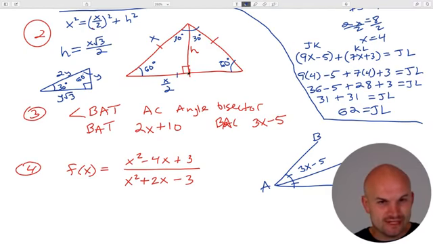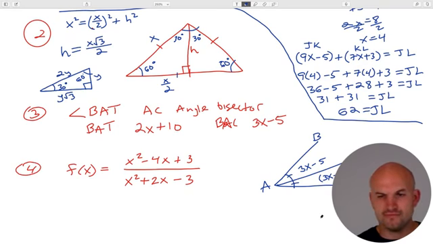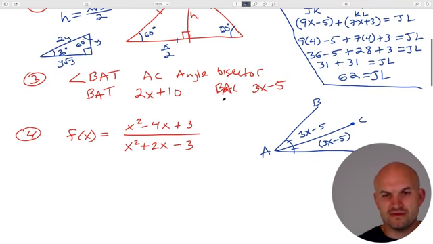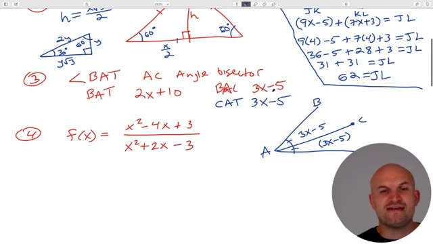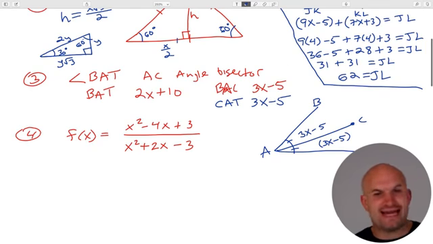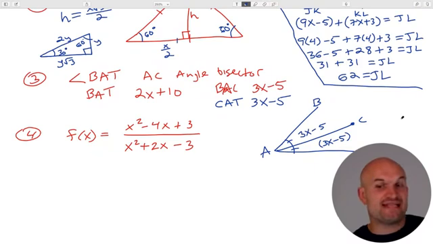This was not designed to make any connections with their questions, but it kind of works. If you have a perpendicular bisector that bisects the side length, or an angle bisector, that's going to cut that angle in half. This is an equilateral triangle, 60, 60, 60, but it has an angle bisector that cuts it in half. So if I was told BAC is 3x minus 5, then the angle CAT also has to equal 3x minus 5, per the definition of an angle bisector cutting that angle in half. Both sides are going to be exactly the same.